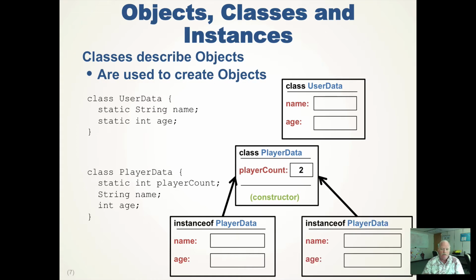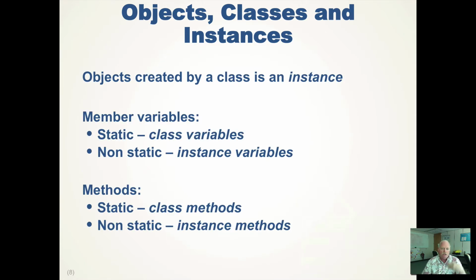Let's create another one. Now we have two instances of PlayerData. They're separate, they're different, they both have names, they both have ages, but they're not related, and they both can access the player count. That's slightly different than our static version where everything was in the class. So now we can create these instances of objects, but we have to create them by a class as an instance.